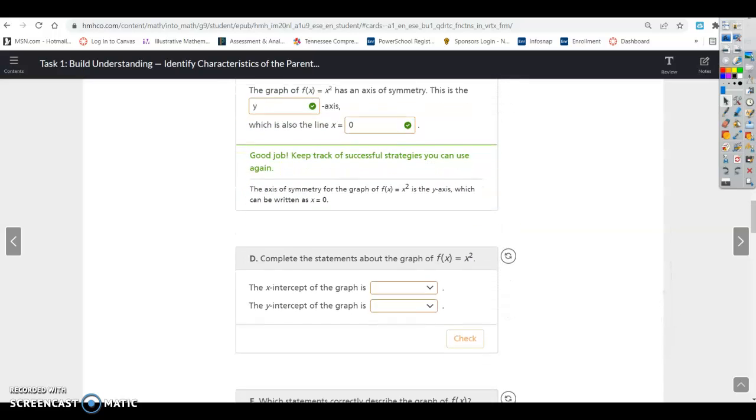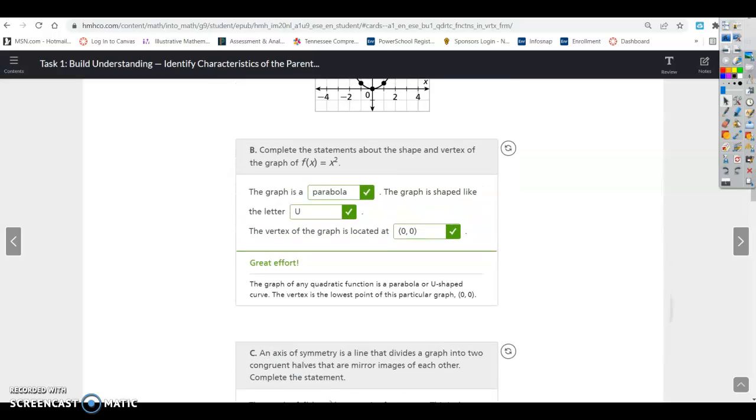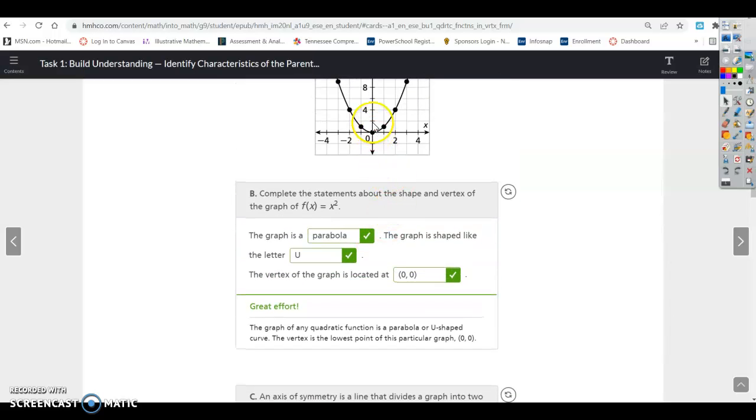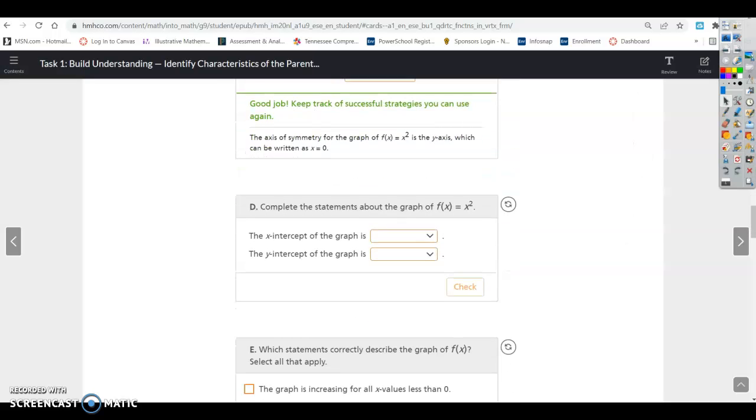All right, complete the statements about the graph of f of x equals x squared. The x-intercept of the graph is, and the y-intercept. All right, so the x and y-intercept, it intersects at 0, 0. So the x and the y-intercept are both at 0.